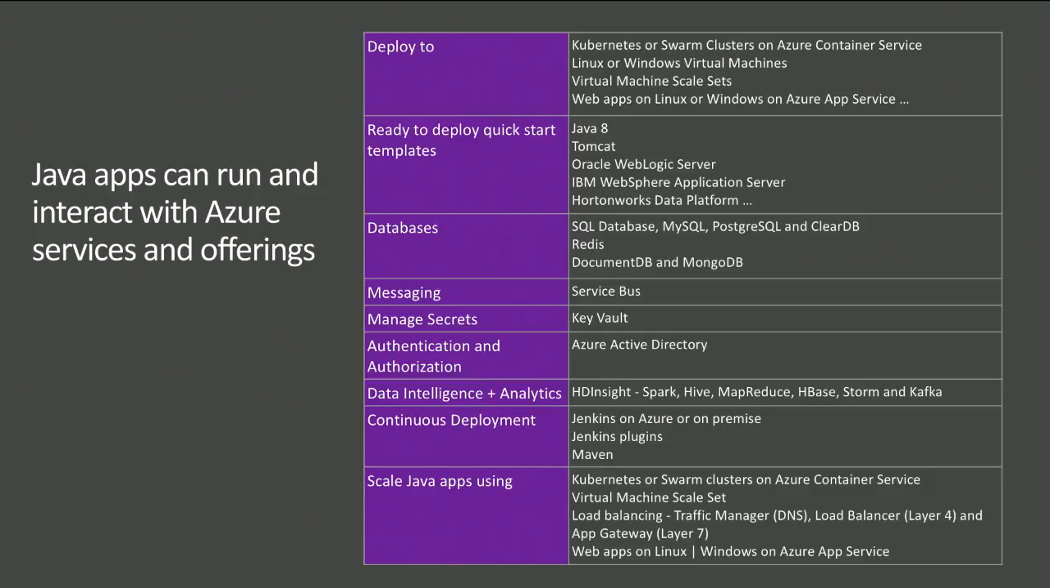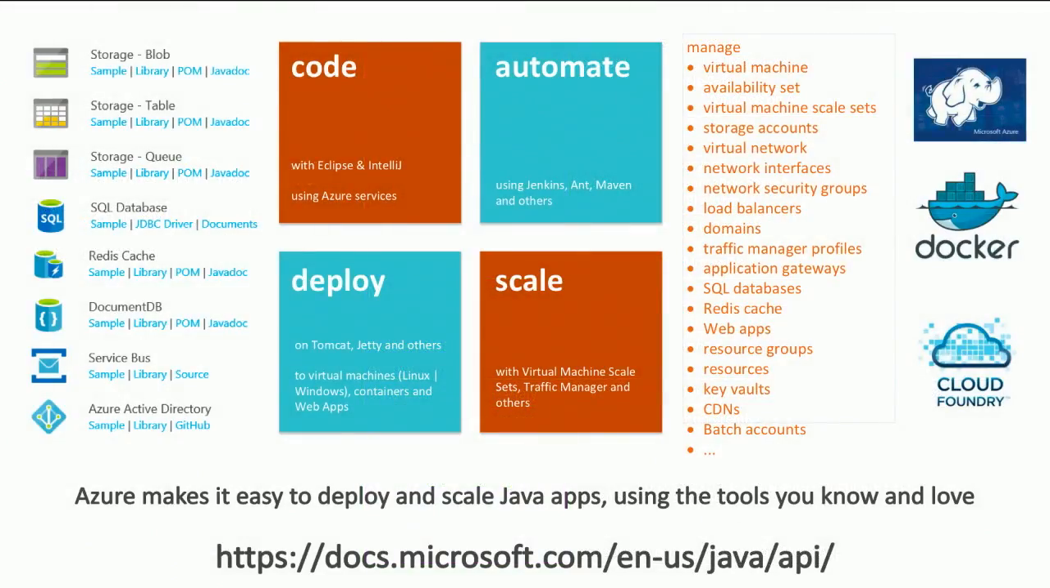You can scale them by using Kubernetes clusters, virtual machine scale sets, or load balancing like Traffic Manager, Load Balancer, or App Gateway. You can also scale using web apps on Linux, where you can specify the number of instances and it will scale up on demand for you, right? So let's click into a little more detail here, right?